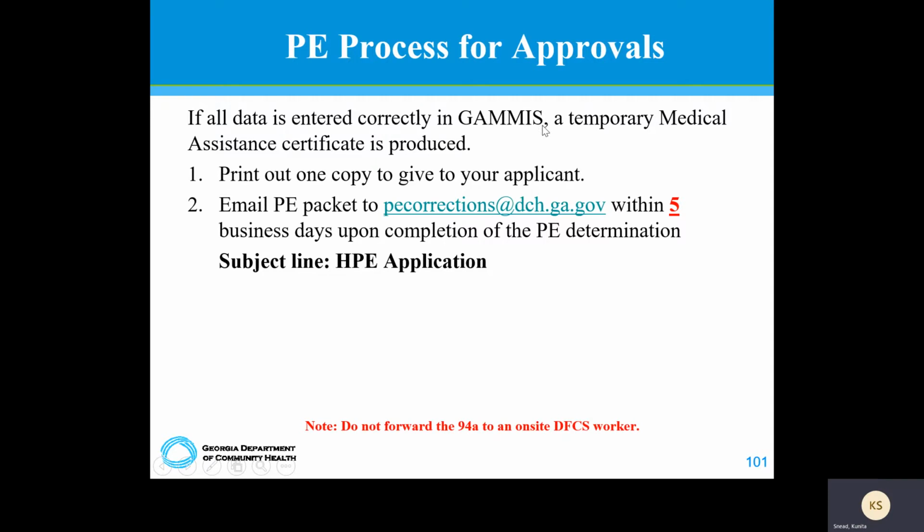Remember, I was telling you, once you have entered them into GAMIS, it will give you an opportunity to print out a temporary certificate. You need to make sure that you are printing that out. So you're going to give them a copy of it. And then you're just going to email your PE packet to DCH within 5 business days. You do not have to include the temporary certificate as part of the PE packet, only the notice of action, the 634H.